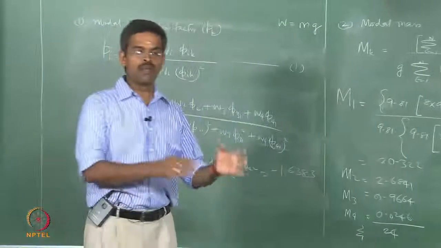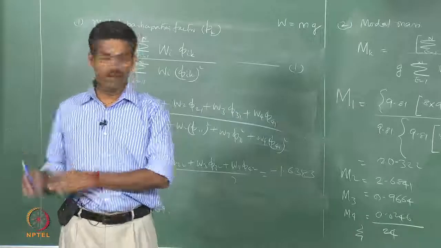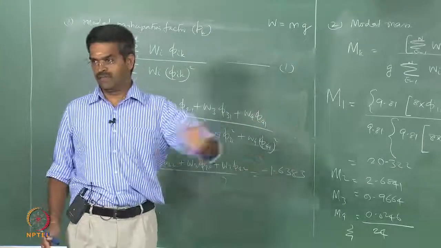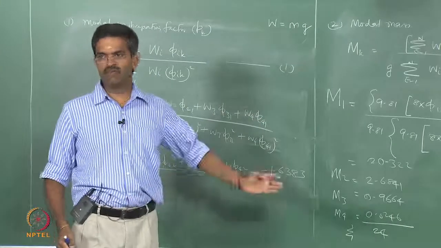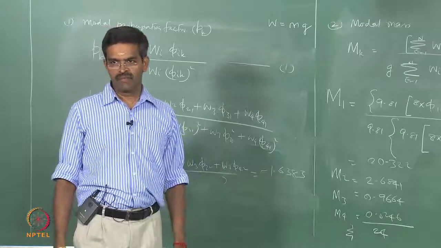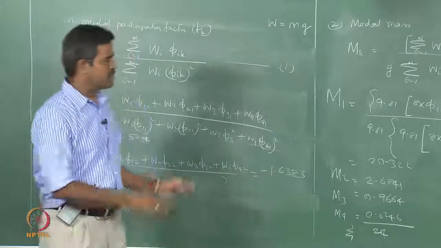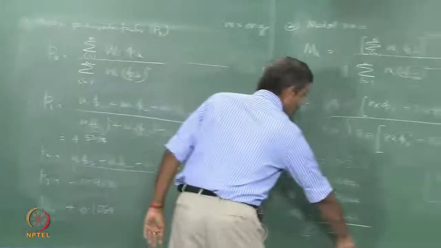Instead of working out all omegas and all phis and then truncating them, keep on truncating them in parallel so that you can save a lot of computation. Is it clear? That is the advantage here. We will do one more problem. Is there any doubt here?